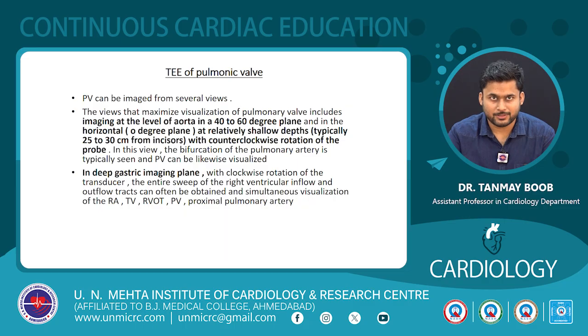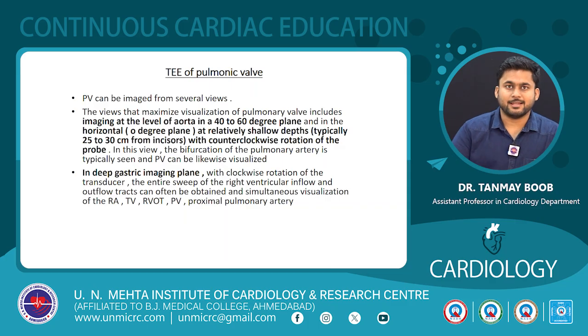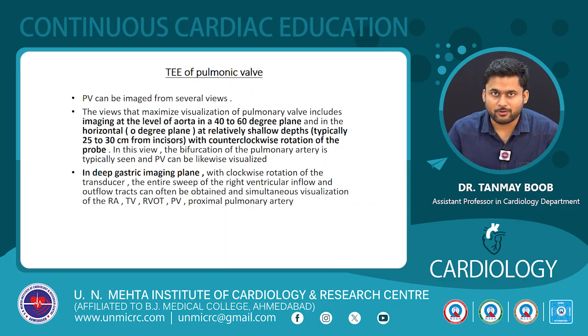For transesophageal images, the pulmonary valve can be visualized in various views. The first view includes imaging at the level of the aorta in an omniplane of 40 to 60 degrees, and in the horizontal 0 degree plane at a relatively shallower depth, typically 25 centimeters from the incisors, for which we have to do counterclockwise rotation of the probe. In this view, we can visualize the bifurcation of the pulmonary artery, which will be shown in the subsequent figures, and the pulmonary valve can likewise be visualized.